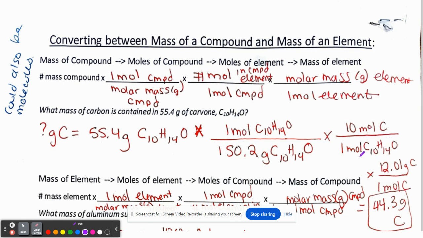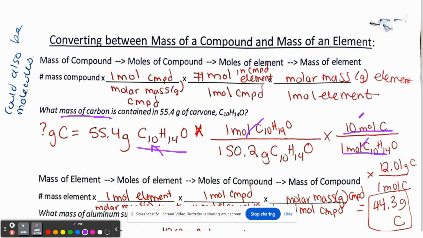So this is where we define our ratio. We want 1 mole of C10H14O on the bottom, because we want those to cancel out, right? And now we want to figure out the number of moles of the element in the compound. So if you look at our compound, how many carbons are there? There are 10. So that's 10 moles of carbon. He goes on top, because we're trying to figure out what's the mass of carbon. So carbon's the only one we care about.